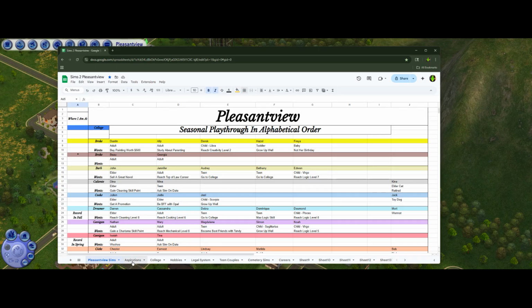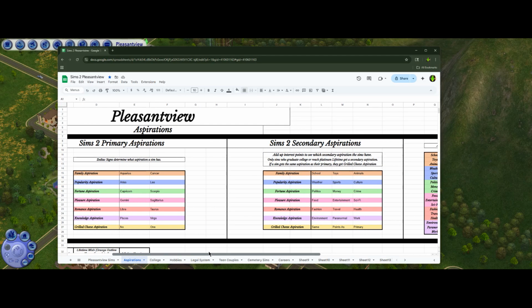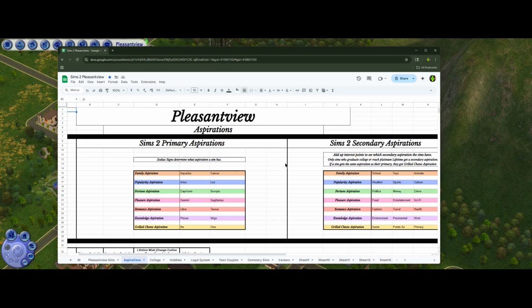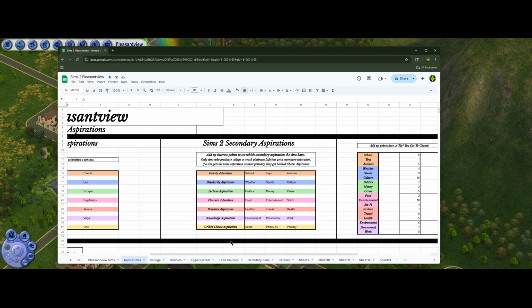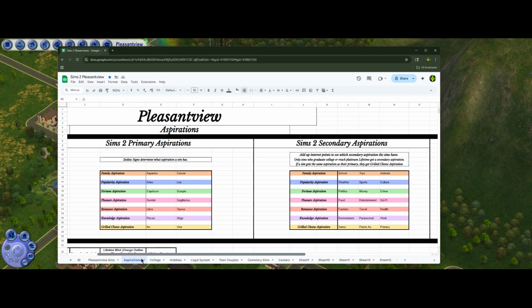The next one is my aspirations. So yes, I moved my aspirations into a different tab all on their own so that they could be the star in their own spreadsheet. So we have Sims 2 primary aspirations, we have Sims 2 secondary aspirations, and then we have the point system where we add the points up.